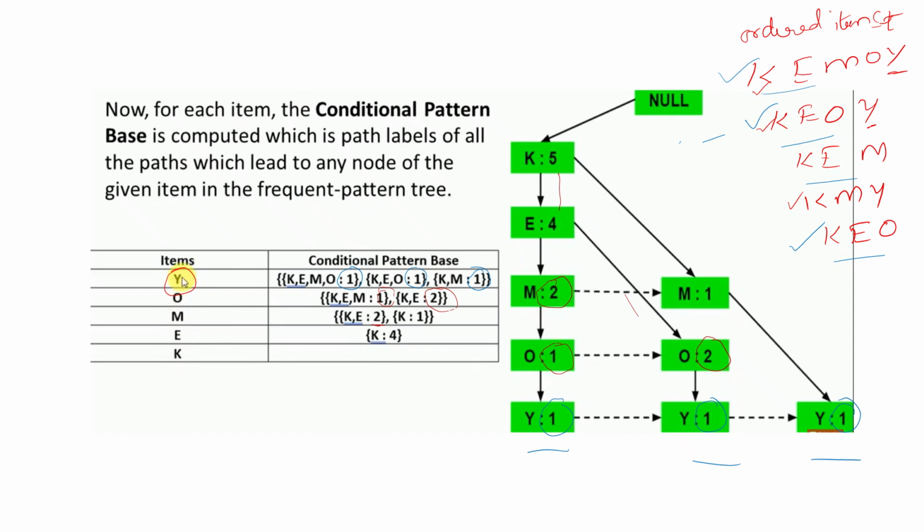Next one, E. To reach E, we have only one path, that is K, and its output of E is 4. So only one path K, and its output of E is 4, that must be mentioned here. This is the conditional pattern base. So to write a conditional pattern base, in order to reach each item, we have to construct a tree and find its path.